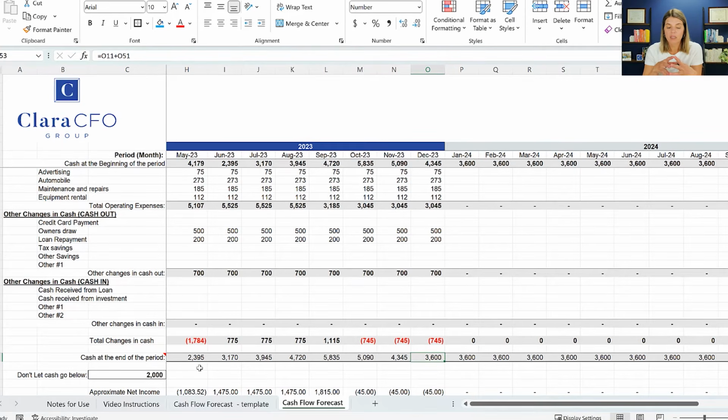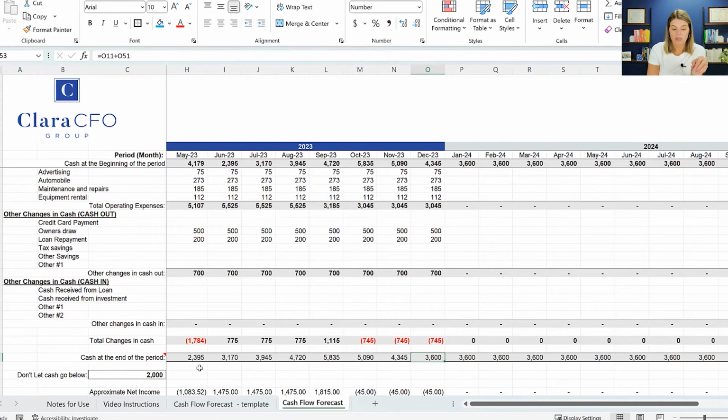Now, remember too that this is looking at the month as a whole. So you might run into timing issues if you haven't been paid by your customers, but then you have payroll and then you have rent due, and then you have your credit card payment all hitting at the same time. So this is not going to help you if you're really, really tight on cash. And it will help you, but you have to look at the month as a whole.